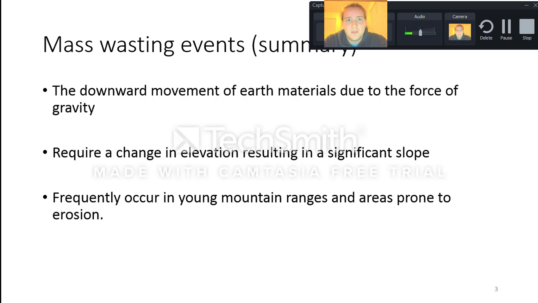Now, the more intense mass wasting events are often associated with areas that have massive changes in elevation, such as young mountain ranges. Now, a lot of the areas affected by weathering and erosion activities, such as frost wedging or heavy rain or high winds, are very susceptible to mass wasting events. Now, there are lots of different types of terrain on this planet, and each terrain has a different mass wasting mechanism that it encounters.